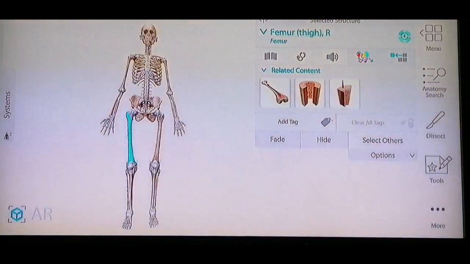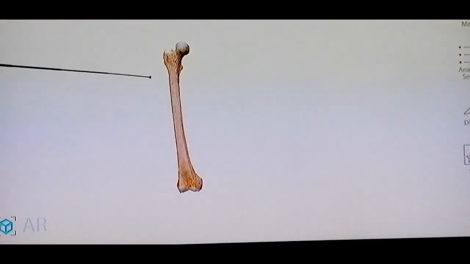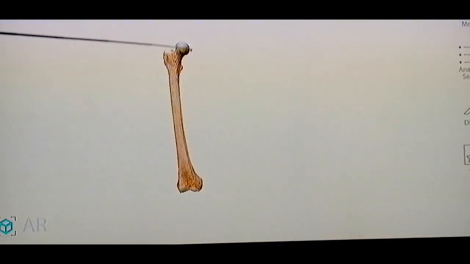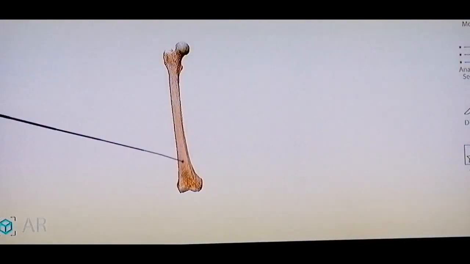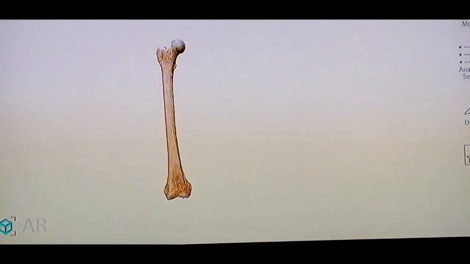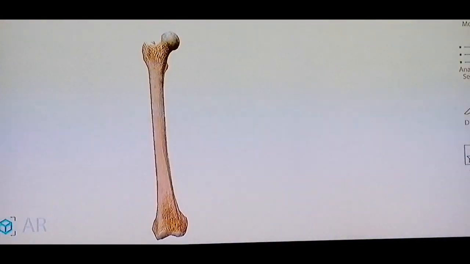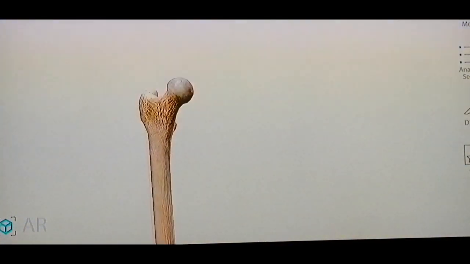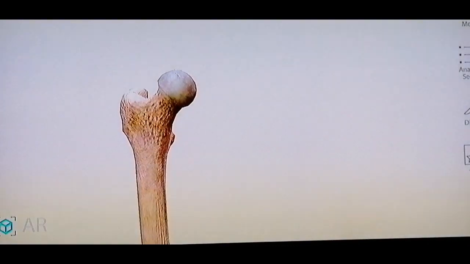Now I am talking in more detail about the femur. It is composed of the proximal end, shaft, and distal end. Now I am talking about the proximal end. The proximal end mainly contains the head, neck, and greater and lesser trochanter.